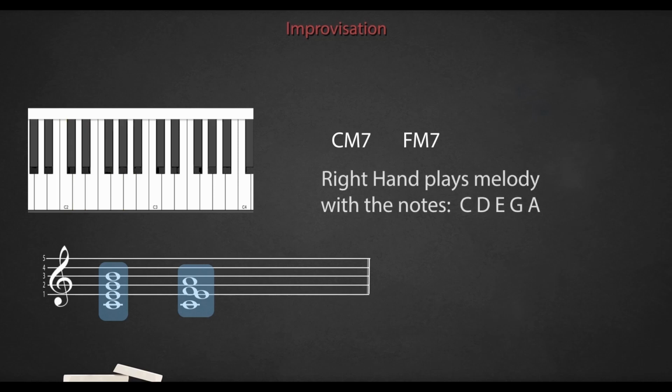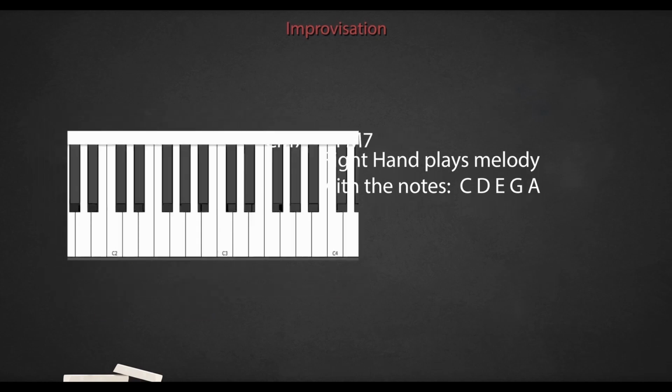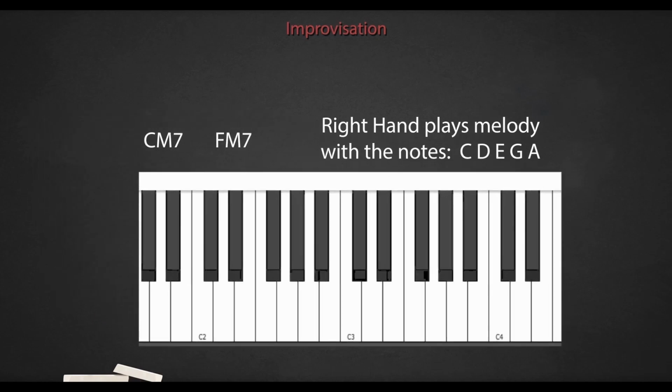For the right hand, I will give you 5 notes: C, D, E, G, and A. Whatever note you play, you will have a nice melodic result. I will give you a small example and then you can also experiment with improvisation. The most important thing for this exercise is the rhythm you use to play these 5 notes. So, let's hear the example.